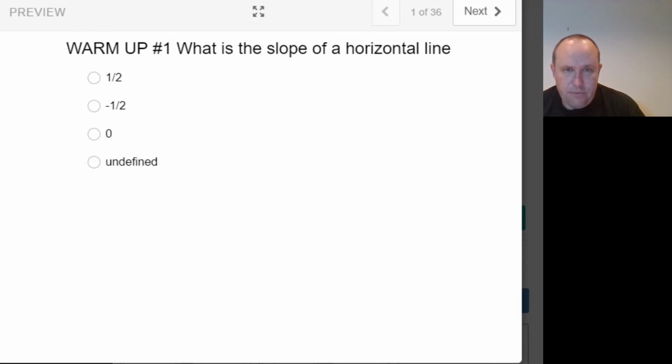So I'm going to start from -3, and then that 2x means I'm going to write it as 2 over 1, so I go up 2 and across 1, up 2 and across 1, up 2 and across 1, and so on.